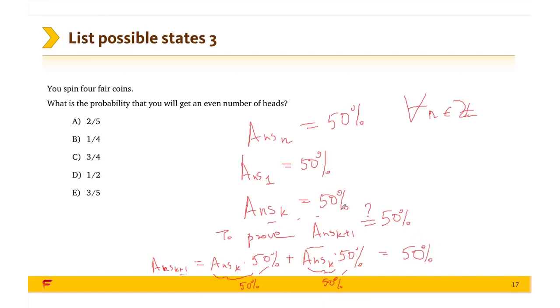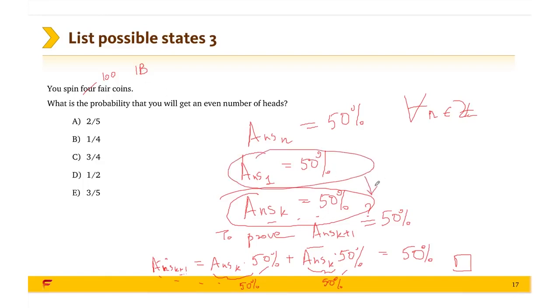So that means that if we assume that this expression holds for k, it also necessarily holds for k plus 1 if we add one more coin. So the proof is now complete. That means that if here we have not four fair coins, but any number, 100 fair coins, or I don't know, 1 billion fair coins, the answer would still be 50%, because we just proved it. We built a hypothesis and we proved this hypothesis.